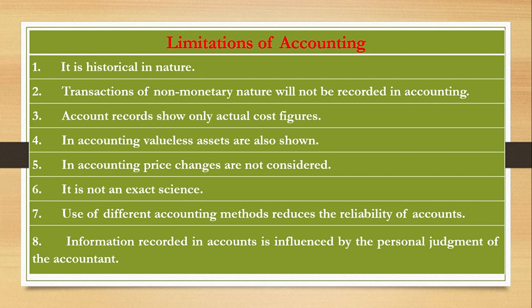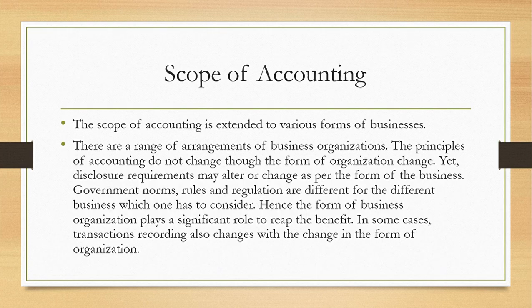It is not an exact science. Use of different accounting methods reduces the reliability of accounts. Information recorded in accounts is influenced by personal judgment of the accountant. So these are the limitations of accounting. If we talk about the scope of accounting, what kind of scope do we have? Scope of accounting is extended to various forms of business organizations.